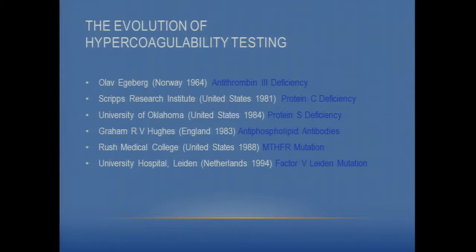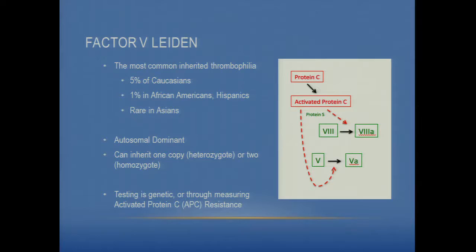This hypercoagulable test, the factor V Leiden mutation, is one of the most interesting and one of the most well-known. There was a group in the Netherlands in a town called Leiden who in 1994 described a point mutation in the factor V gene, which in a sense made it resistant to the actions of activated protein C or APC. And if you have a factor V that's resistant to the anticoagulant effects of protein C, the cascade will continue to flow forward unchecked, make you prone to thrombosis.